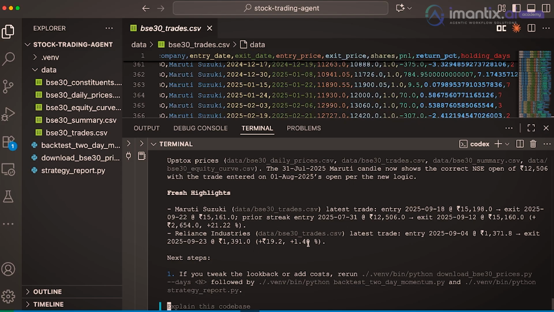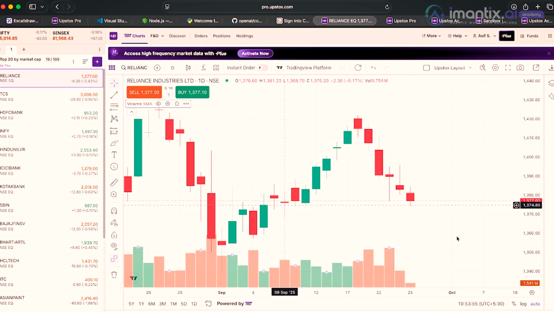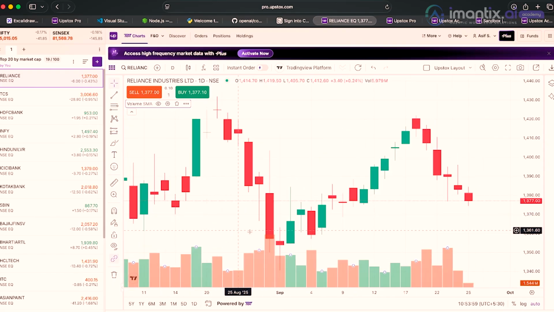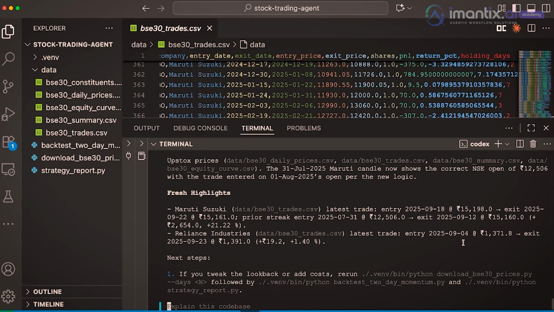Now the recent trade says, for example, it will enter on the 4th of September. Now let's look at 4th September quickly. So we have the 4th of September. So we have 2 green and a red. This makes sense. This is 1371. So it'll enter at 1371. Perfect. And it'll exit on the 23rd of September.